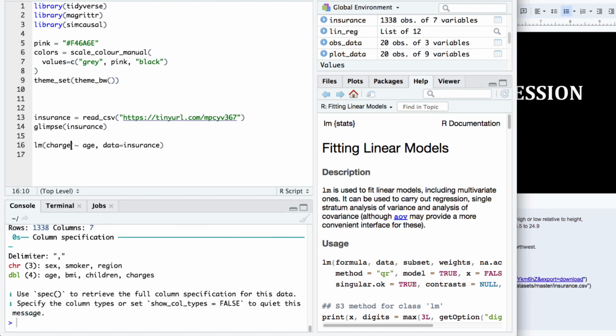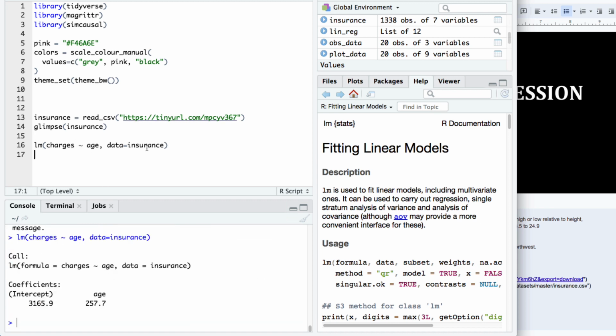Okay, great. So if I do that and I just press enter, it runs. What you can see here is it returns some object, and it tells you what the coefficients are. The coefficients are exactly the slope and the intercept. The slope for age is 257, and the intercept that it found is 3,165.9. So this is our fit prediction function now.